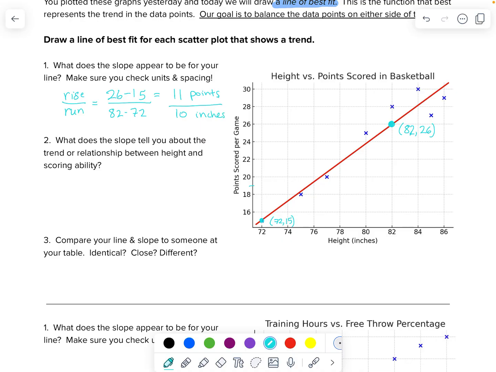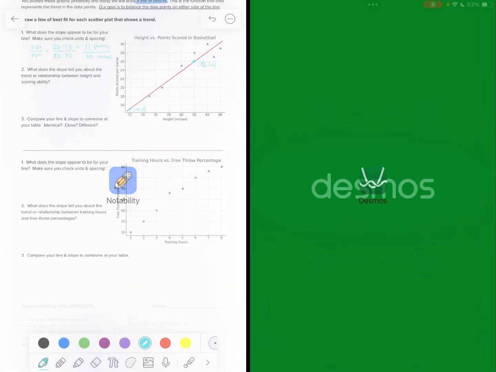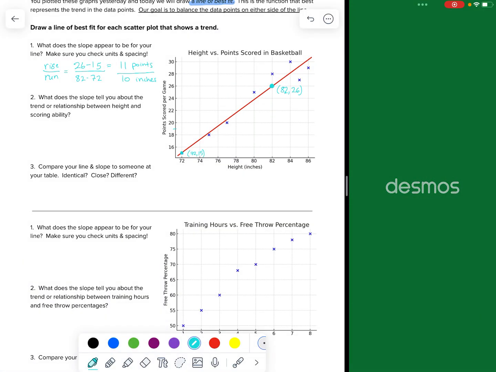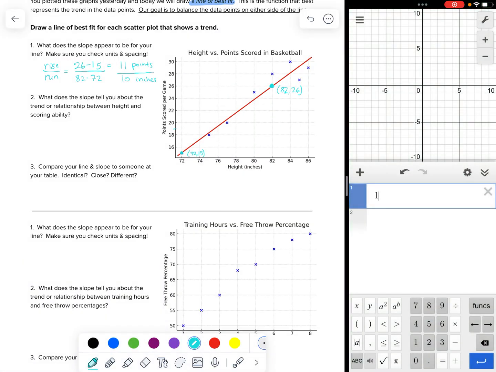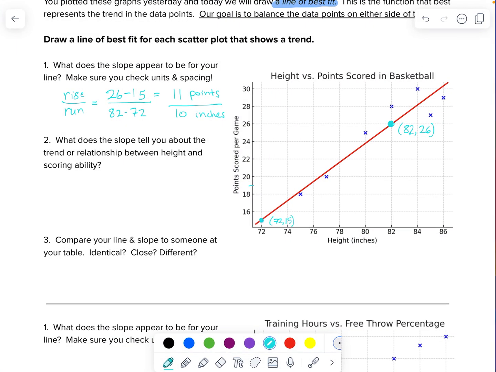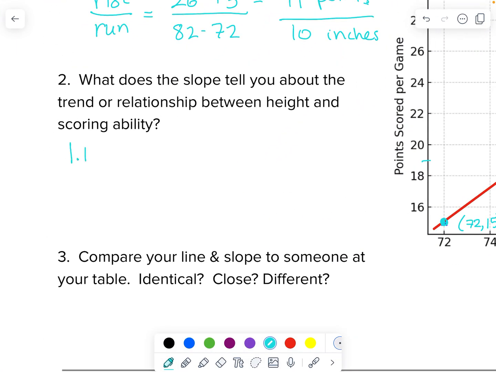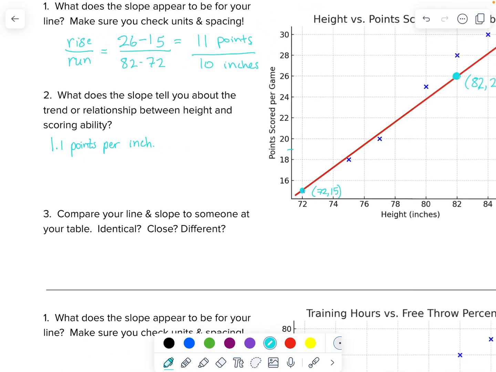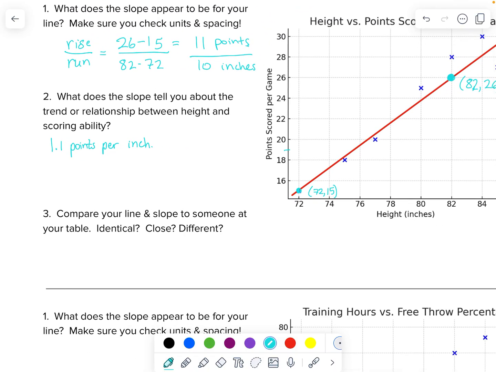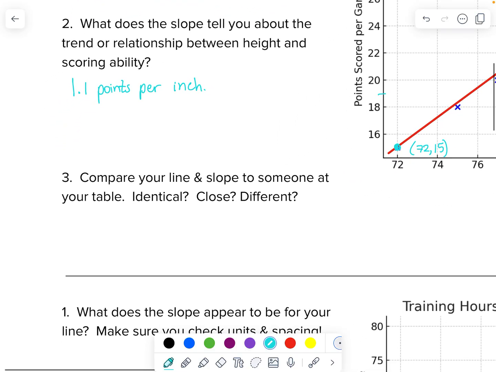We want to interpret that, so you can use a calculator. 11 divided by 10. I'll split screen with Desmos right now, just to have it. It's going to be close to 1, a little more than 1, right? 11 divided by 10 is 1.1. So the slope is 1.1 points per inch. So what does that slope tell you about the trend or relationship between the height and scoring ability? It's increasing, so we want to write a sentence using the wording.